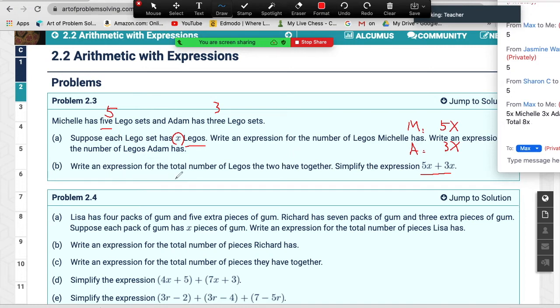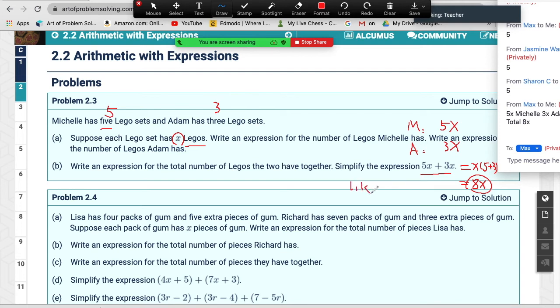Then write an expression for the total number. That will be 5x plus 3x. Then they ask you to simplify this. So this one, the variable is the same, x, right? The only difference is the coefficient. This one's 5, this one's 3. So you can take x out. You get 5 plus 3, so this equals 8 times x. Okay, the total is 8x. So we merge these like terms.